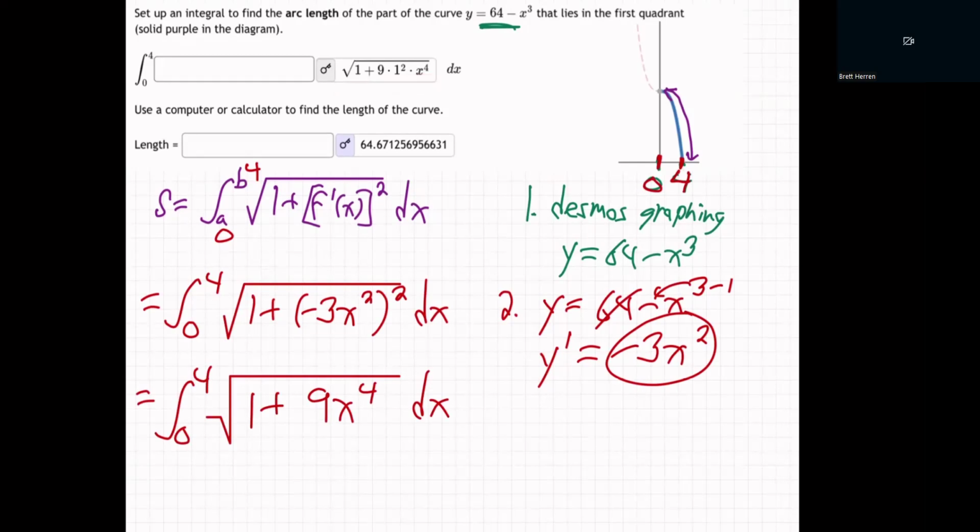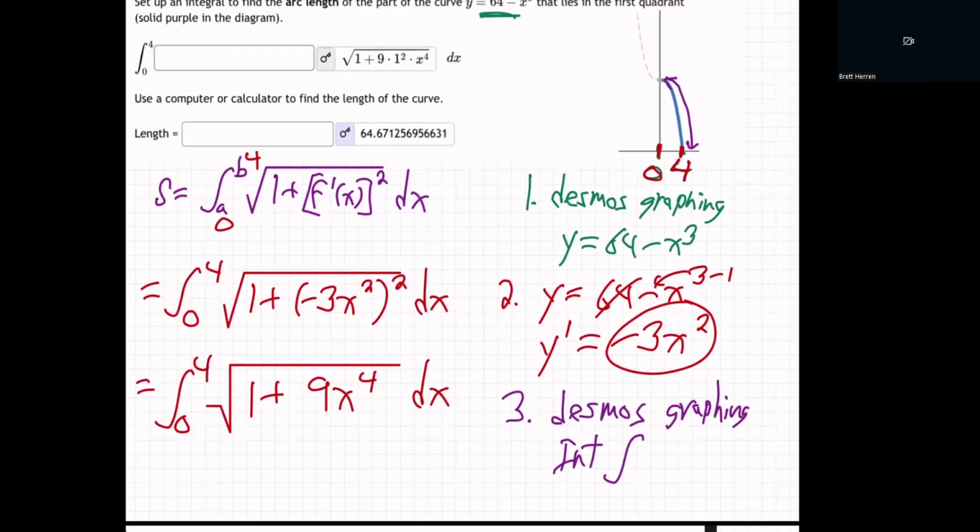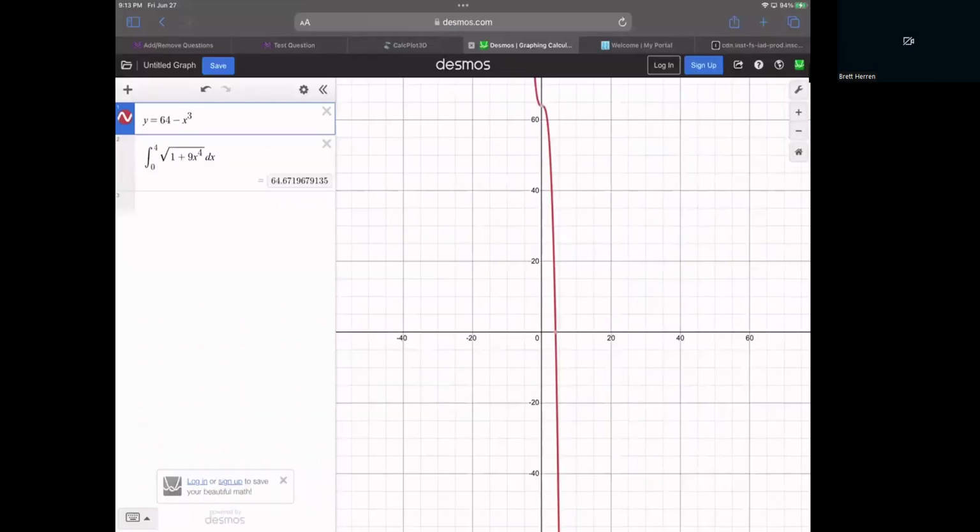Okay, now use a computer or calculator to find the length of the curve. So now I'm going to go on step 3. And I'm going to go to the Desmos graphing program again. I'm going to put an integral. You can type in int for integral, or just go find the integral symbol and basically type in this integral and get an answer. So here we go. I've already done it. You might have noticed it back here. There it is. I typed it in. There's our answer, 64.67 and some change.